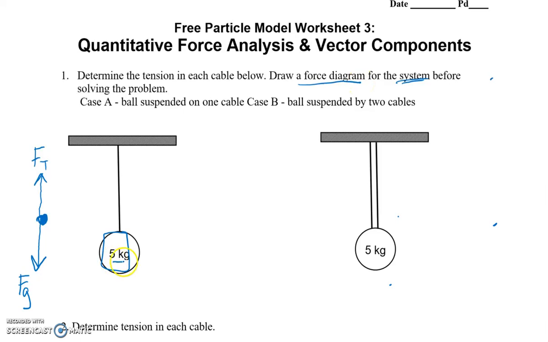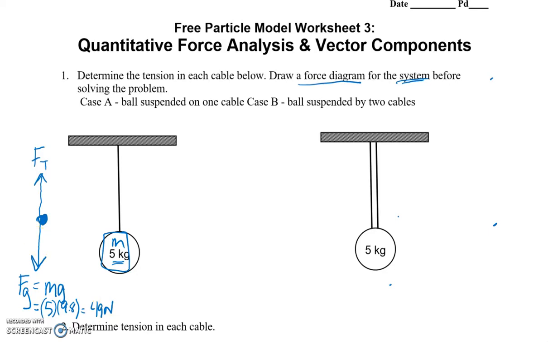It's 5 kilograms, but that's mass. That is not gravitational force. We have to get the gravitational force using this relationship. Gravitational force equals the mass times gravitational field strength. We can say that's 9.8 newtons per kilogram. So this gravitational force is 49 newtons downward.